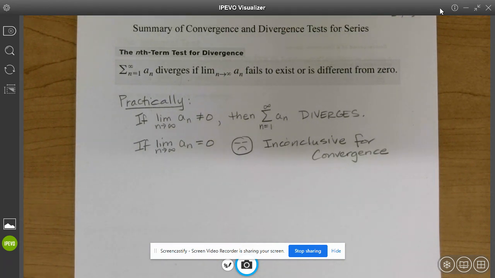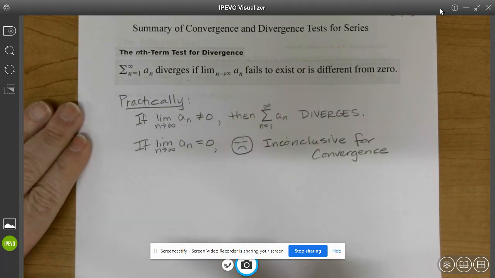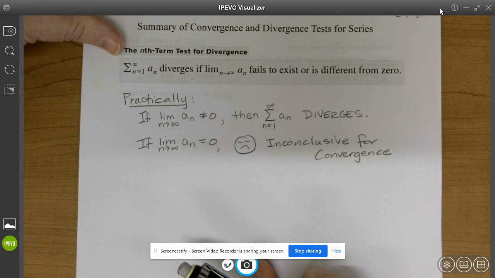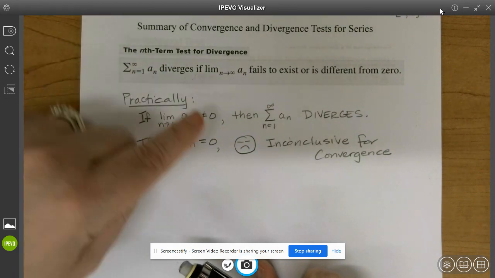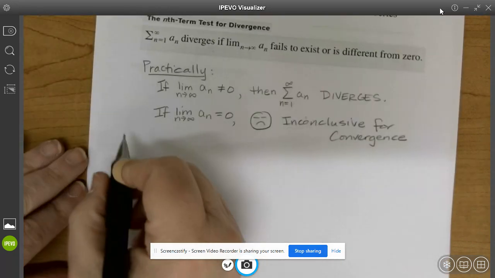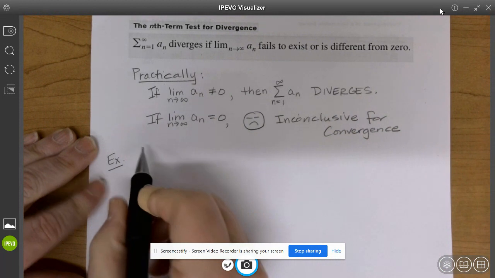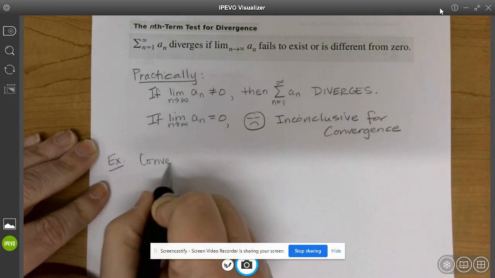All right, so if the limit as n goes to infinity of your nth term is equal to 0, sadly, this test doesn't work for convergence, so we don't know whether it converges or diverges. We just know it doesn't converge if our limit is different than 0. Okay, so let's do a couple of examples. And in our examples, the question is converge or diverge?